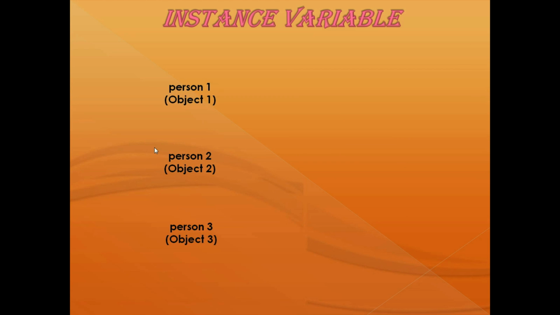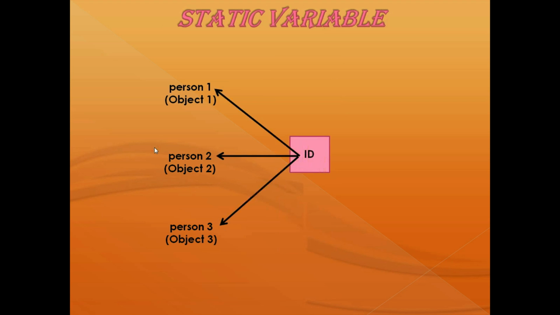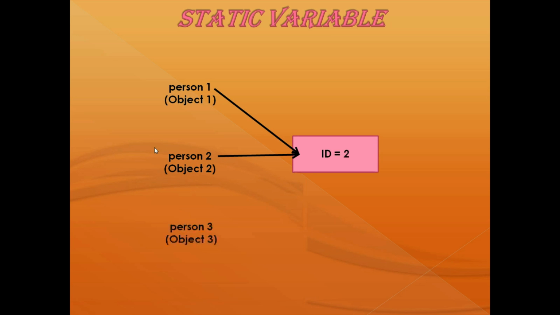So to resolve this issue, what do we have to do? The id variable should not be separate for every object. It means we should have a common id variable for all the objects, and we just need to increase the value of the id variable by 1 whenever a new object is created. So how do we do that? For that, we are going to use static variables.